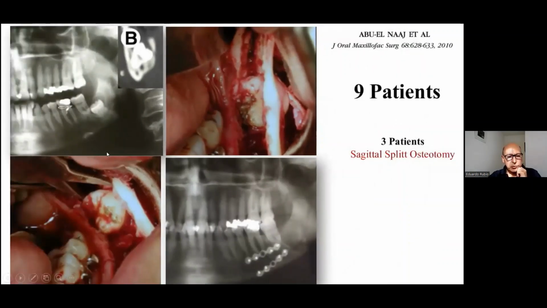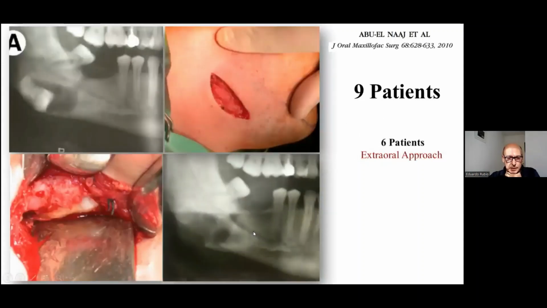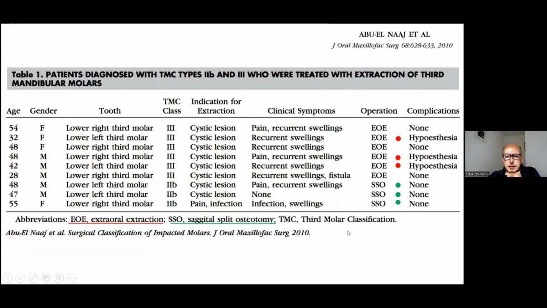We encourage the use of this kind of technique, as shown in the literature. In this article, they performed surgeries in 9 patients. 6 of them were made by extraoral approach and 3 of them by sagittal split osteotomy. You can see here the 3 that were made by sagittal split osteotomy had no complications. So this is a very good technique. It's a safe technique in the hands of a person who usually performs orthognathic surgery.